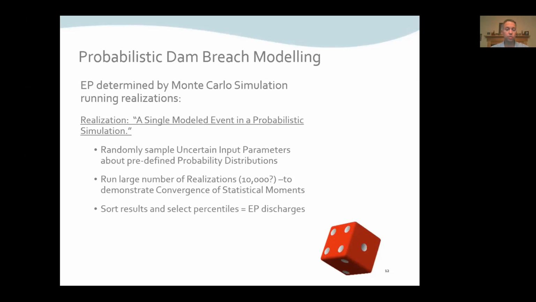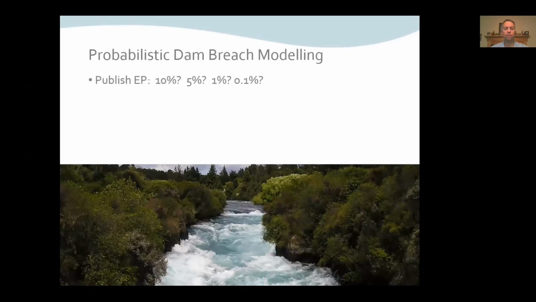Once you've done this, then you sort all of the results, and that basically puts them into percentiles, which become your exceedance probability discharges. Now from there, you can decide, what do we want to publish? Which exceedance probability are we interested in? 10%, 5%, the 1% exceedance probability, or maybe even something a little bit more restrictive, the 0.1%. Really depends on you and your client, the governing agency, and a lot of it has to do with also what's downstream. What kind of consequences might we have if the dam were to fail?